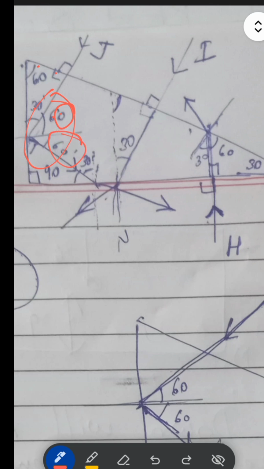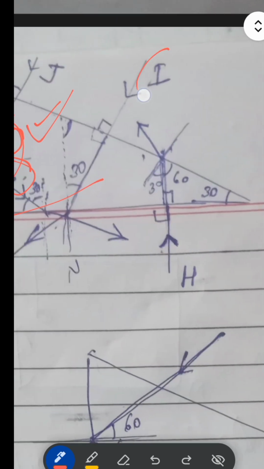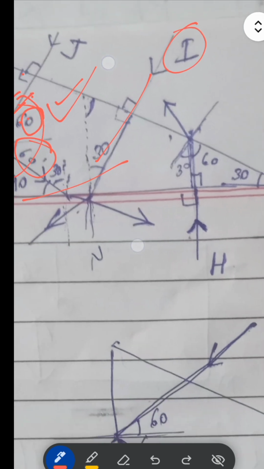What is the condition for total internal reflection? The ray of light must be traveling from the denser medium to the rarer medium. This ray is traveling from the glass to the outside, so while traveling from denser to rarer medium, the angle of incidence must be greater than the critical angle. Here it is 60 degrees, therefore it is suffering total internal reflection.